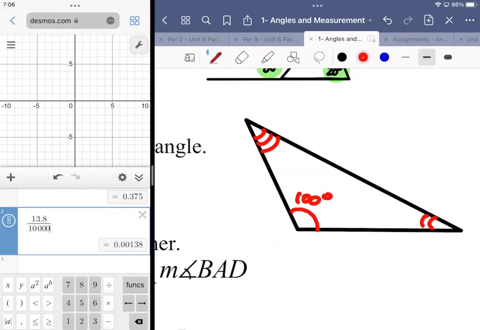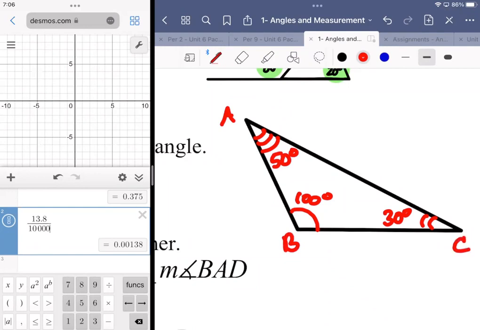So I'm just going to make up some values here. We'll say that this one's 100. This one looks like it might be a 30-degree angle, and so we'll say this is 50. All right, so I'm going to label it up. We'll call this angle A, this angle B, and angle C.